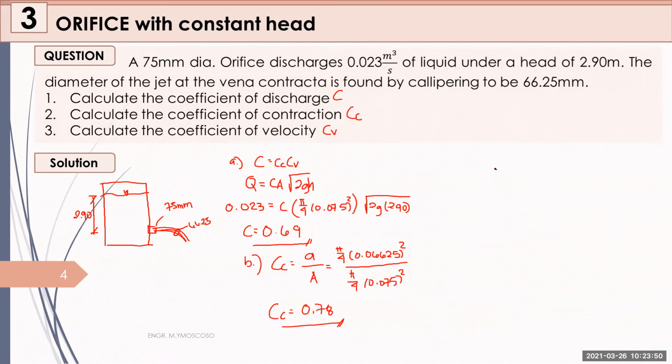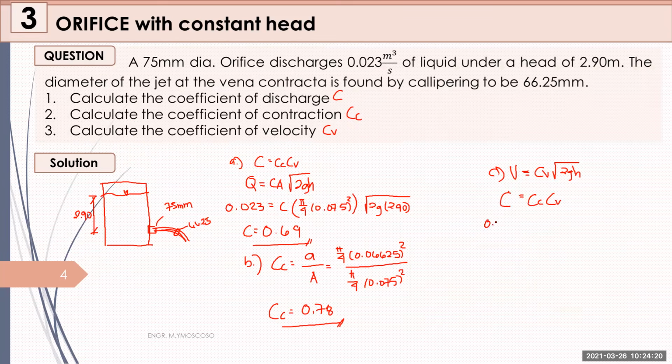So for letter C, let us try to find your CV. Yung CV natin is nakikita sa ating theoretical velocity. That would be actual velocity. That would be CV square root of 2GH. So ang problema natin dito, wala tayong velocity. So wag na natin pahirapan yung sarili natin, di ba? Wag na tayong maghanapan ng velocity kasi alam naman natin na pwede yung ma-solve ang coefficient of velocity ninyo through the formula of C is equal to CC times CV.